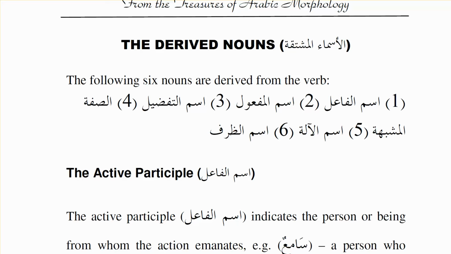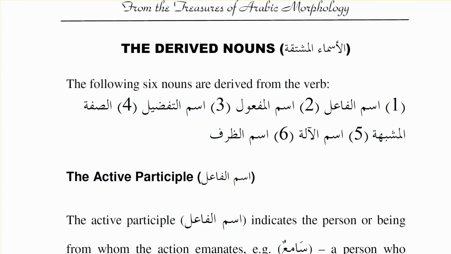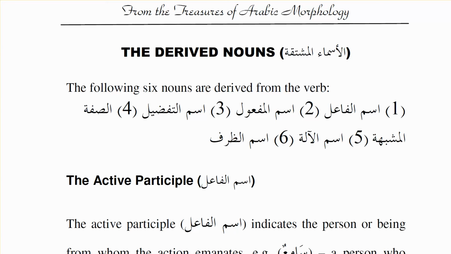Today, inshallah, we'll be beginning from page 69 of your Min Kunuz al-Sarf, the Treasures of Arabic Morphology. Today, we're going to begin a very important aspect of Ilm al-Sarf, which is called Al-Asma'ul Mushtaqqa, the derived nouns.